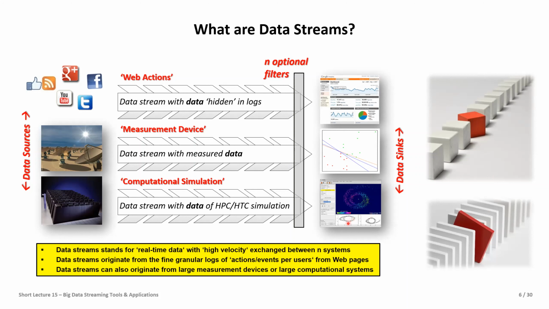And all of them have in common that it makes sense to think about so-called optional filters. You may be just interested in some of the web actions, not all of them. The measurement device data is maybe very rich and you will focus just on one specific part of the measurement types. Or the computational simulation could have very many facets. If you think about different weather forecasts, you may be just interested in precipitation, like rain and so on. So there are different ways to handle these data streams, but the fundamental architecture is basically what you see here.